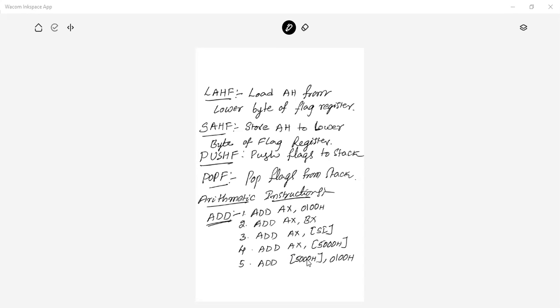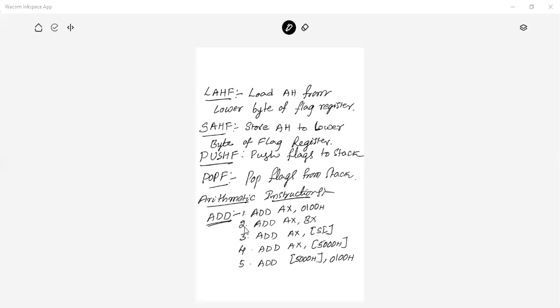So when it comes to here, the result is available in the 5000 memory location after performing the addition between the data in 5000 and the direct data 0100. It is an immediate addressing mode because the data is immediately available in the instruction itself, right?